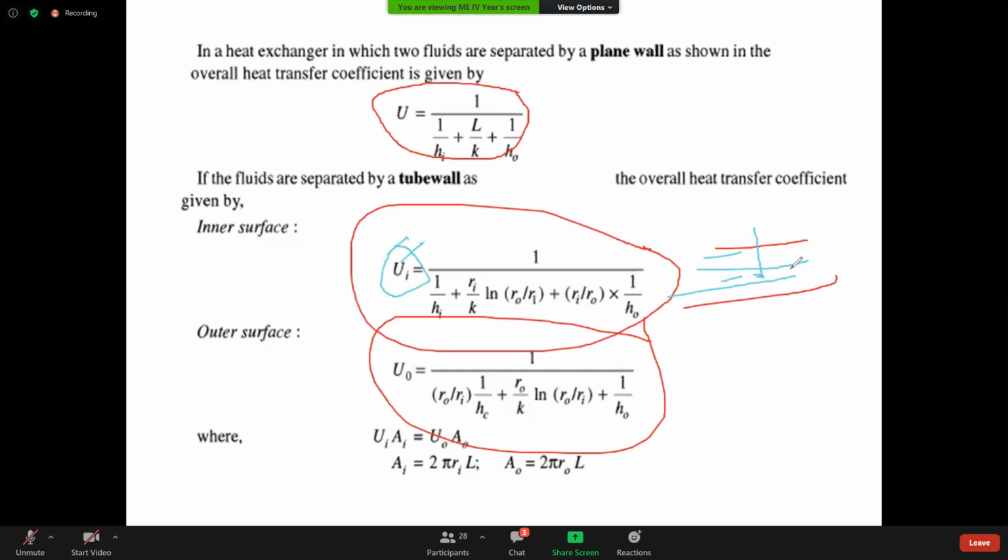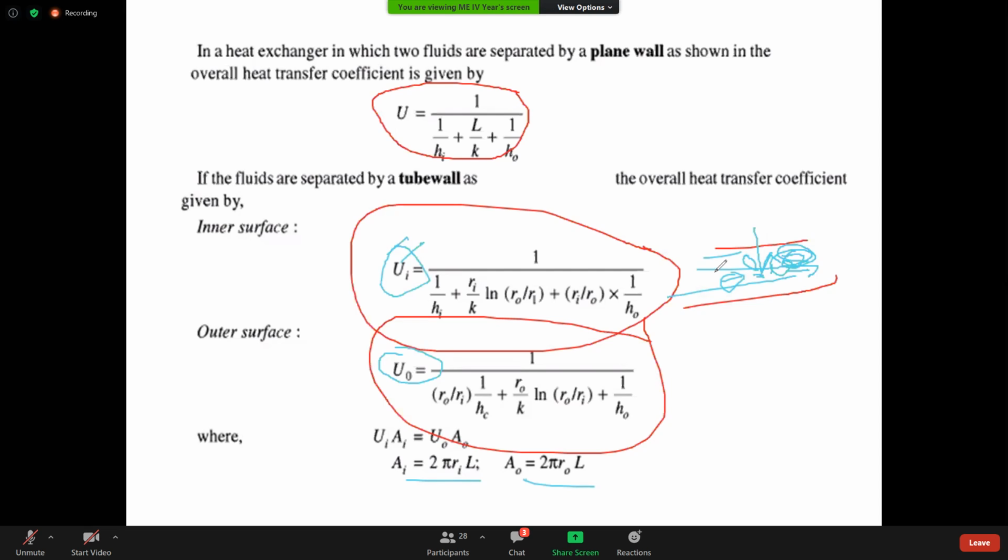If the hot fluid is inside and the cold fluid is outside, the heat transfer takes place outside. So here this is the heat transfer area, right. So for the outer tube you have to take U naught. For the inner or outer tube, the surface areas are 2πRL and 2πR0L. Anyway, the surface area is different, depending upon the inner tube radius or the outer tube radius.